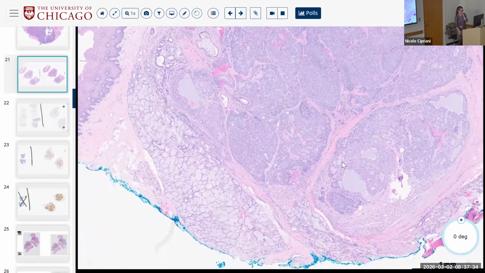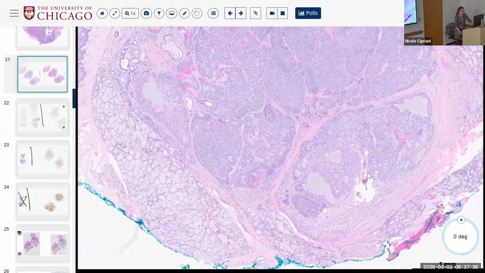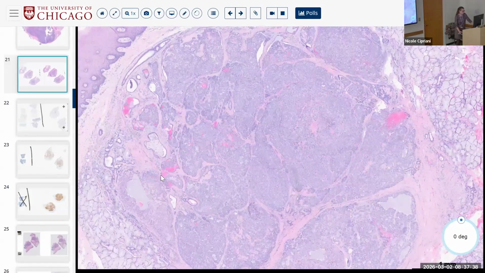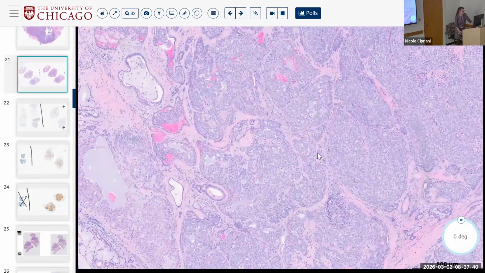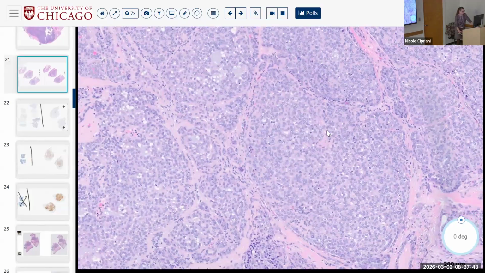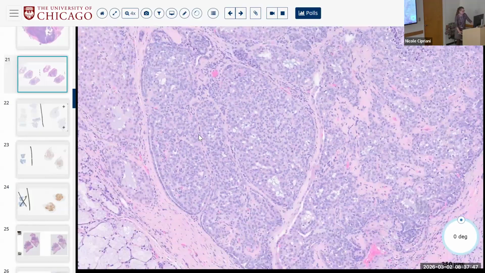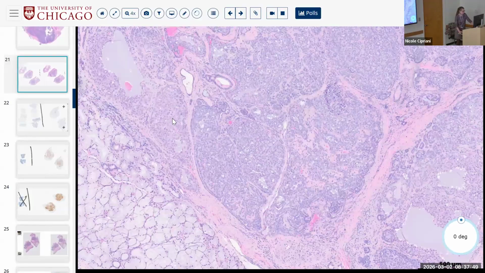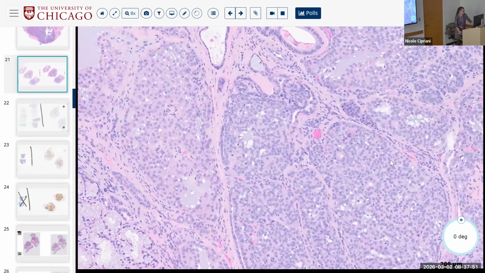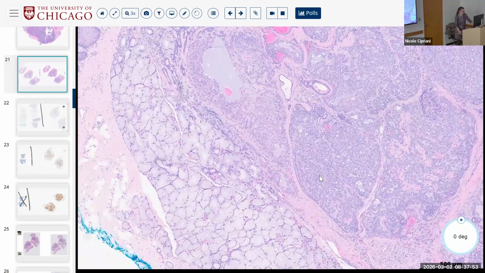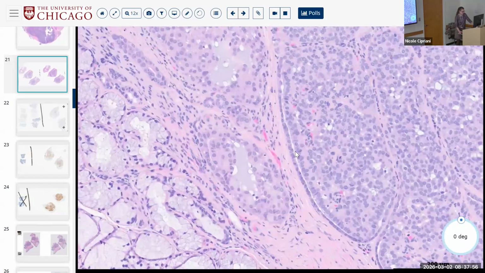Yeah, I guess on low power, it looks like it's got some areas that are a bit more cystically dilated. There's areas of solid growth. There are maybe some areas where it gets a little bit tubular. Oh, that's interesting. If we go to high power, there's kind of a slit-like gland off to the side. Oh, this? Yeah, I'm not sure what's going on there exactly.